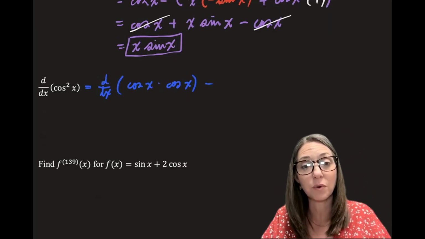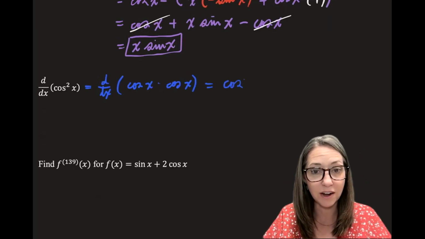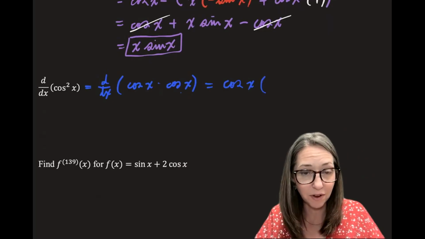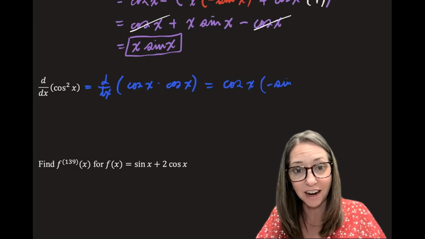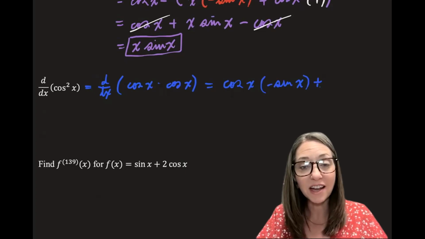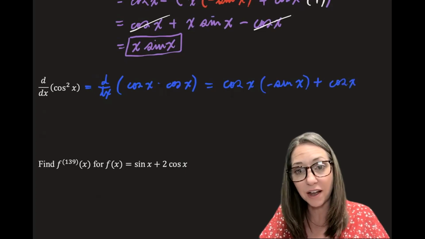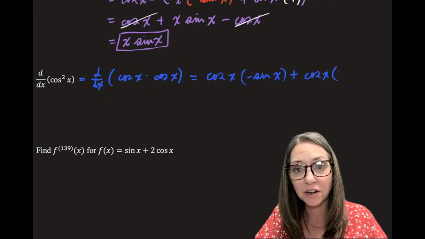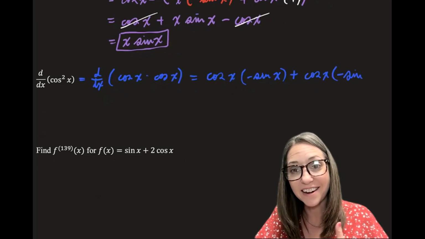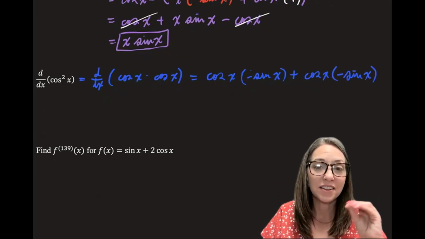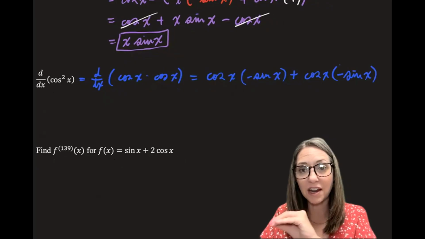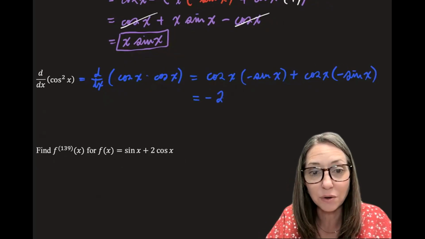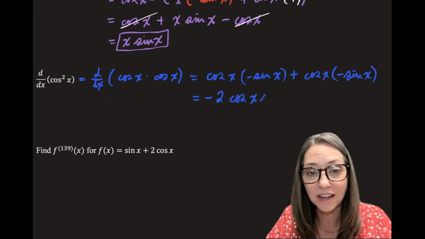So when I do product rule, it's the first factor, which is cosine x, times the derivative of the second factor. Well, the derivative of cosine x is negative sine of x, plus the second factor, which is just cosine x, times the derivative of the first factor, which is again negative sine of x. So we have the negative of cosine times sine plus the negative of cosine times sine. It's the same thing twice, right? So that's negative 2 cosine x sine x.